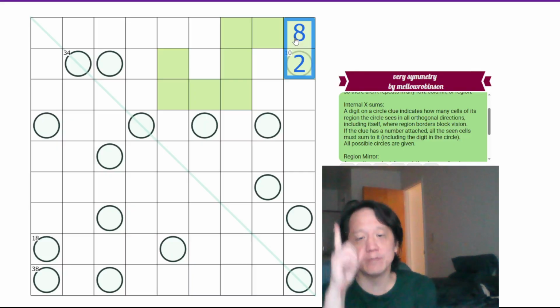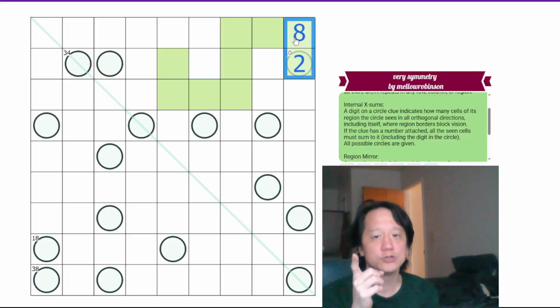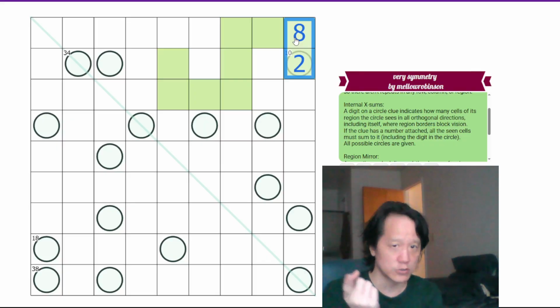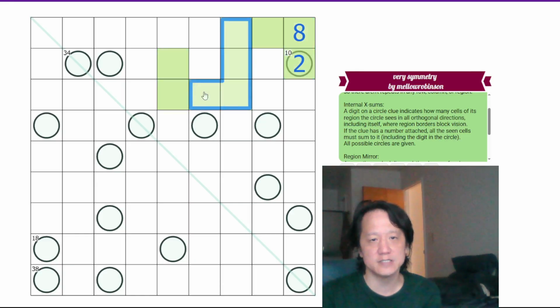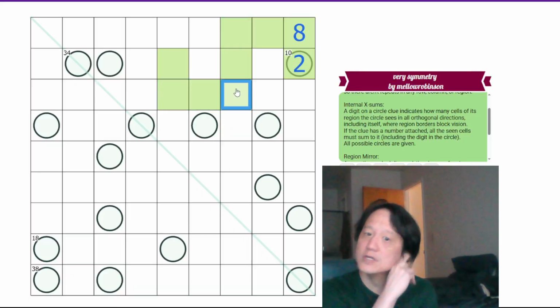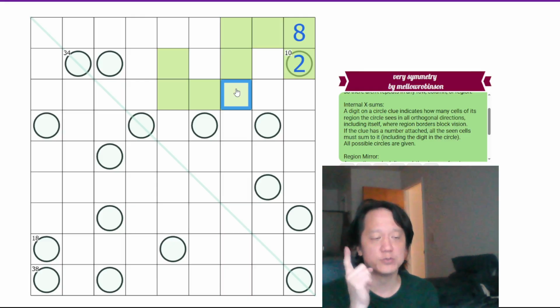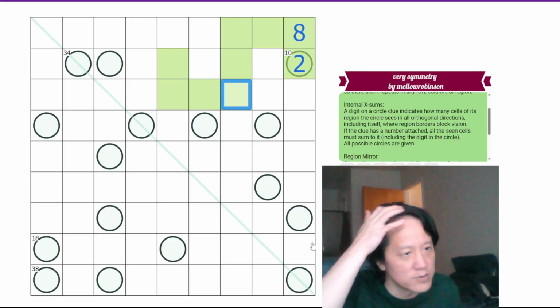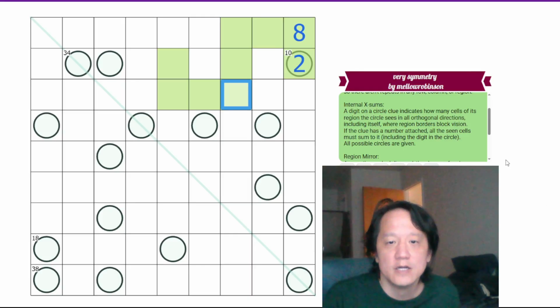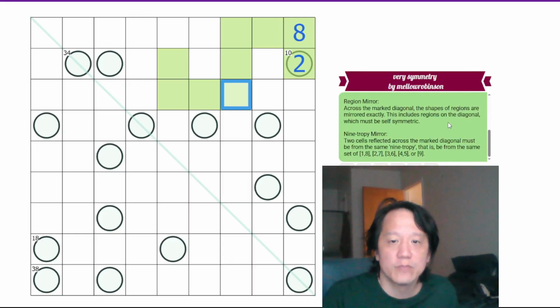And keep in mind you have the negative constraint there too, where all possible circles are given. So, for example, this cannot be a 5 because it sees 5 cells, and if it does see 5 cells, all possible circles must be given. So it would have to have a circle around it for that to satisfy that. But since it doesn't, this can't be 5. So that's the negative constraint involved here.